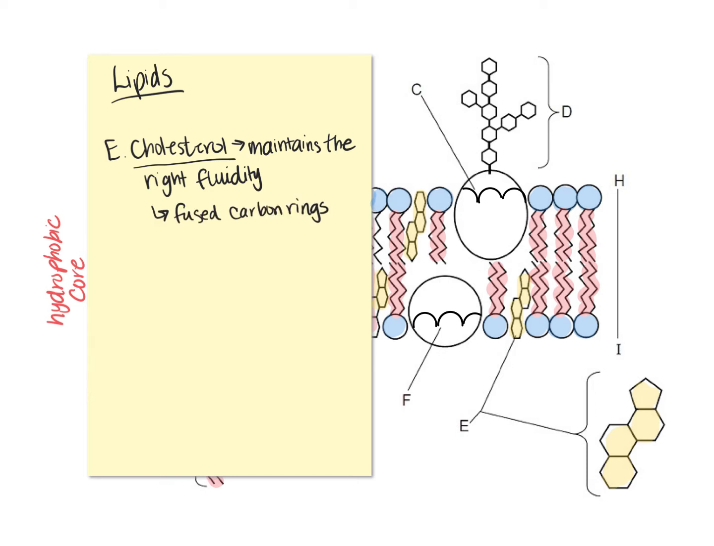Okay, so those are the lipids that make up the plasma membrane. And remember that the number one molecule in the plasma membrane is the phospholipid, and that is why the membrane is semi-permeable. Next, we're going to move on to the proteins of the plasma membrane.